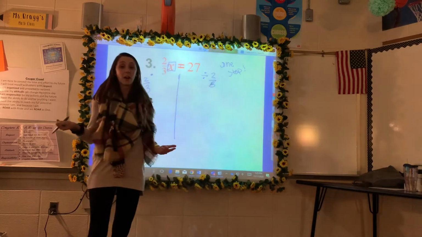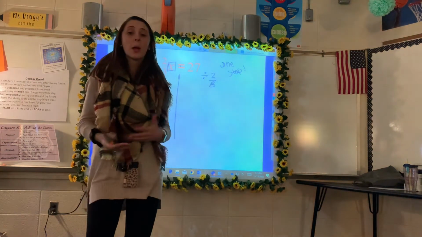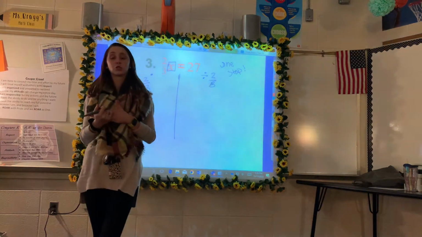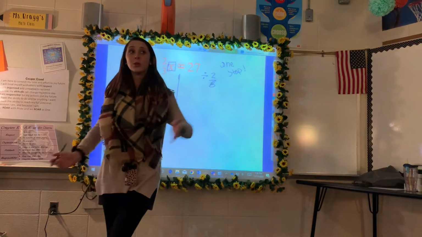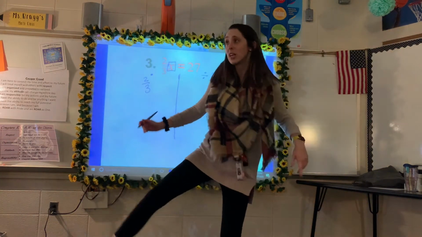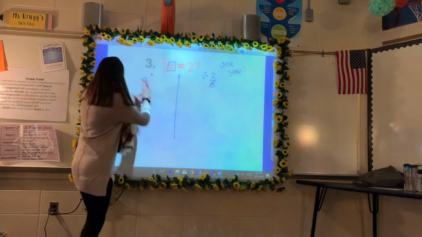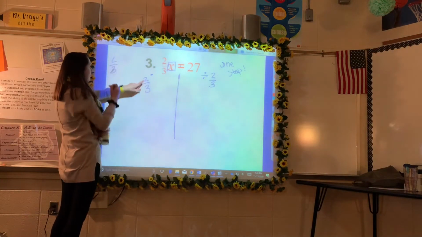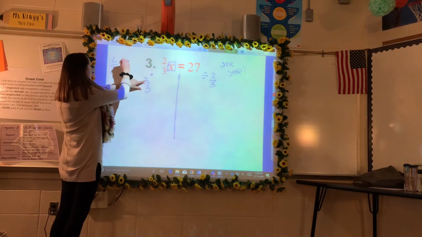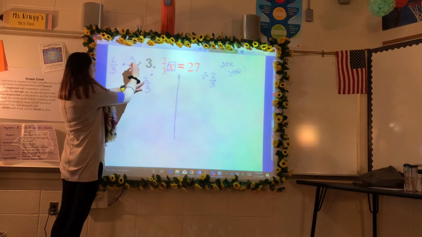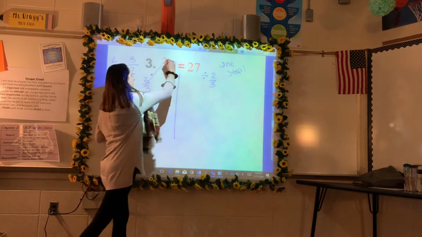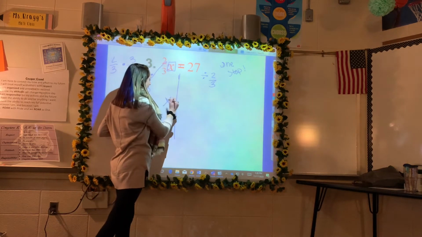Now this is where another step comes in, because we have to remember those fraction rules when we divide. We have to KCF: keep, change, flip. So we're really doing 2/3 divided by 2/3, which is really times 3/2. That leaves us with 1, so that leaves us with just x.